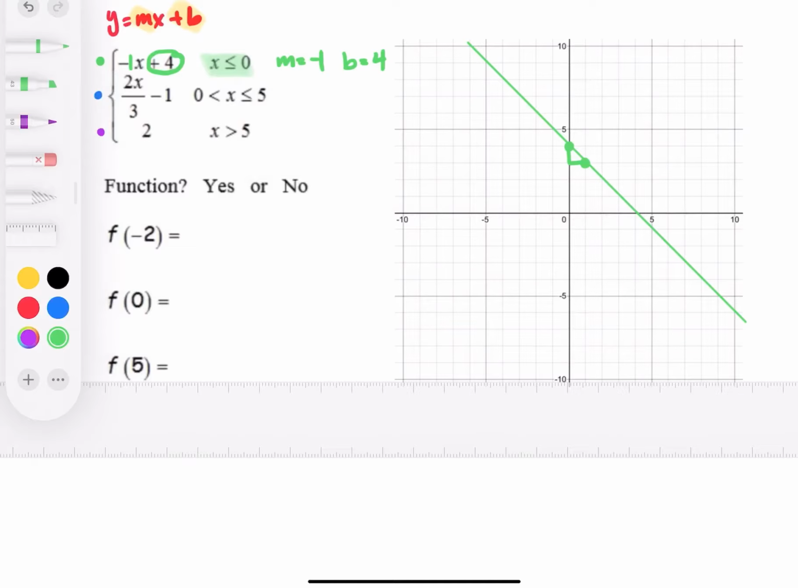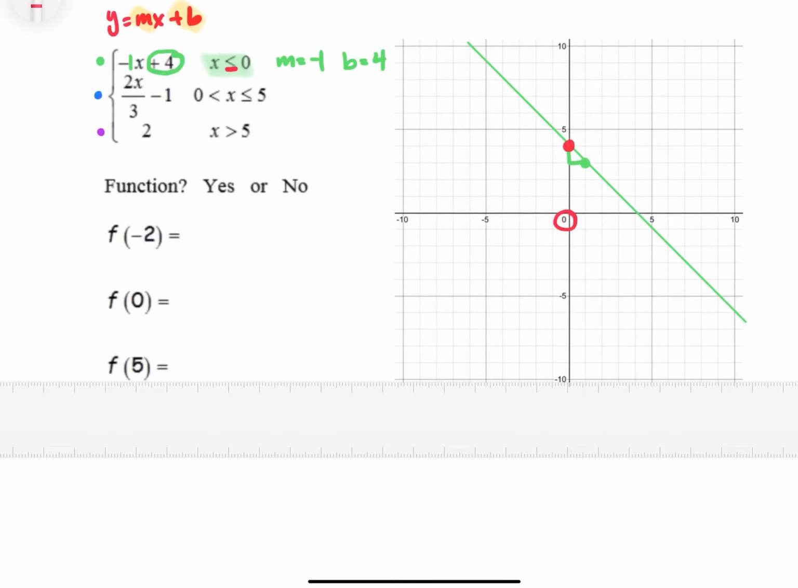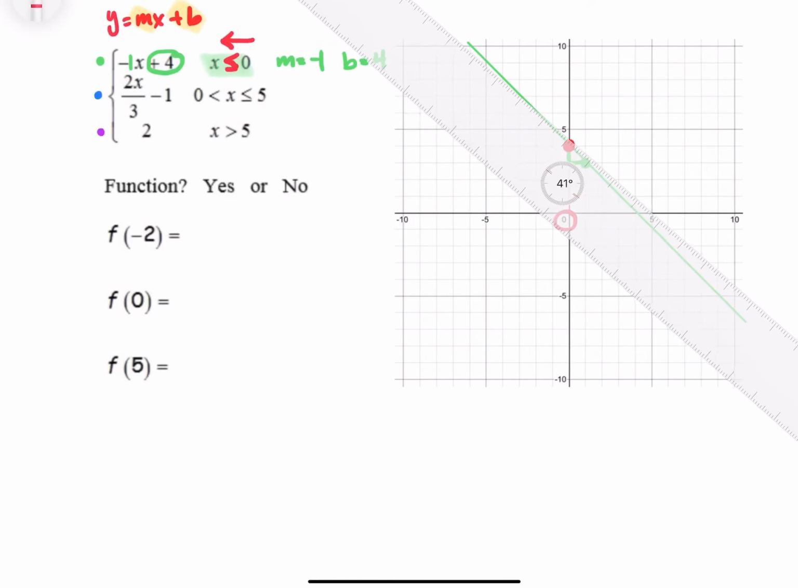Well, that means I'm going to go to 0, and I'm going to take a look at the piece when it's less than or equal to it. Equal means that it's on it, so I'm going to include that 0. That means it's a closed circle. And that less than sign looks like an arrowhead pointing to the left. That means I want everything to the left of it. So I'm going to go ahead and darken in that line to the left of that point. So I only want this left portion.